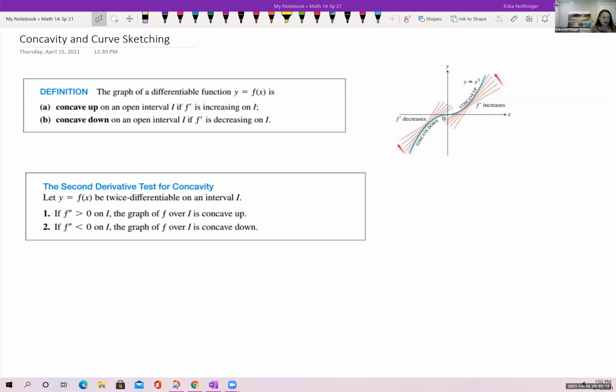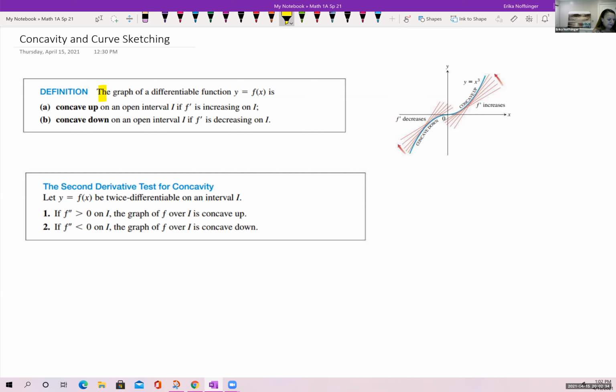Okay, so we're going to get into graphing, but before we get into graphing, let's talk about concavity and what it means to be concave up and concave down. When we're looking at concavity, we're looking at the derivative of the derivative. So we're looking at that second derivative. And remember, the derivative is just the rate of change. And so let's just go through the definition really quick.